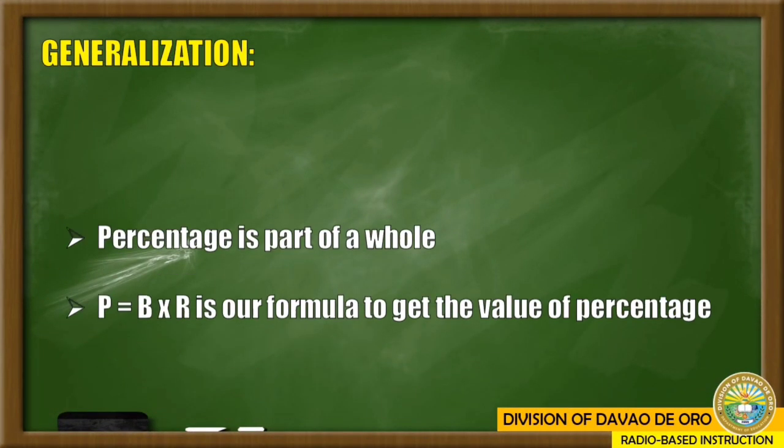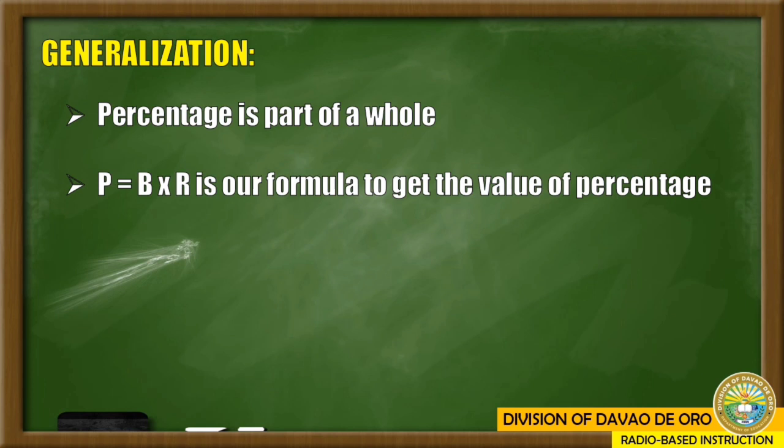Generalization. Percentage is a part of a whole. Then P is equals to B times R, or percentage is equals to base times rate, is our formula to get the value of percentage. Understood? Good job.